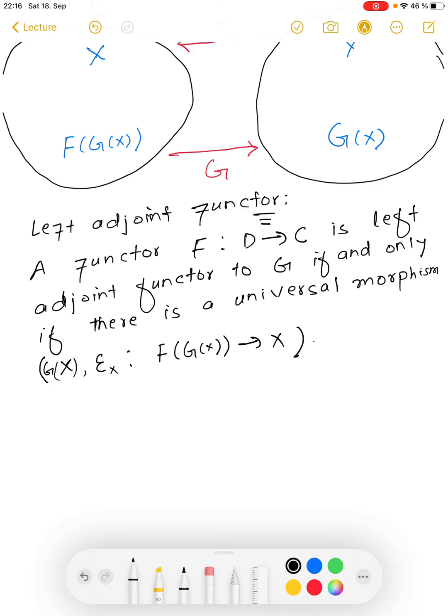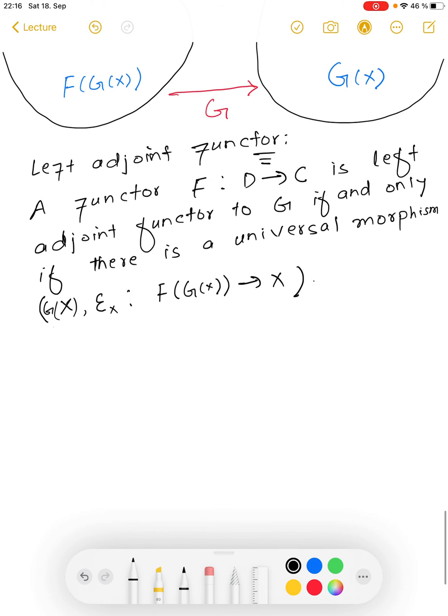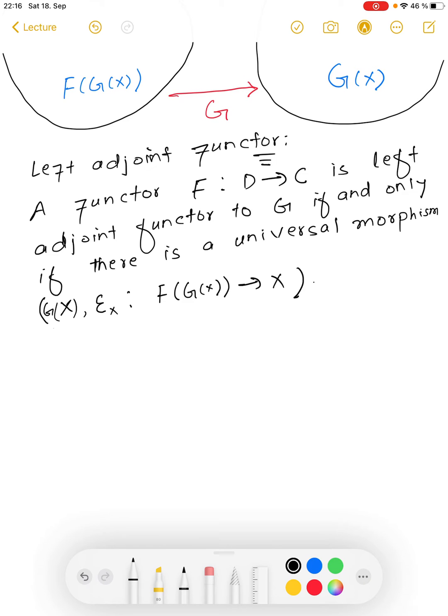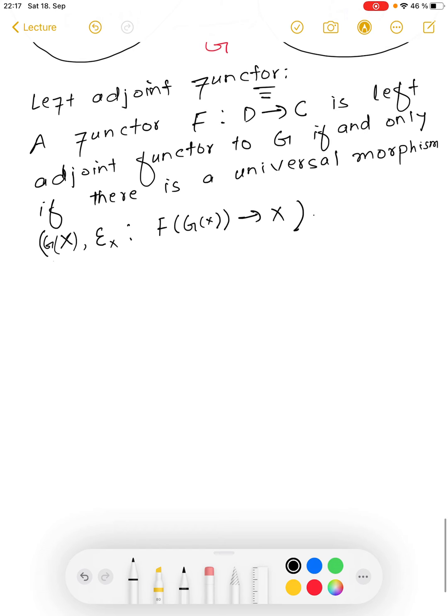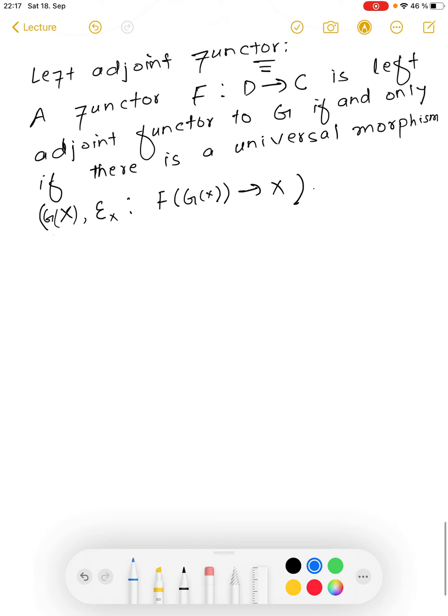And you know what is meant by a universal morphism. If there is a universal morphism from F of G X to X, let me write this diagrammatically. We have already explained universal morphism, so I want to see when this functor F will be a left adjoint functor. Okay. So let me say I have this object X over here, and I have this F of G X.